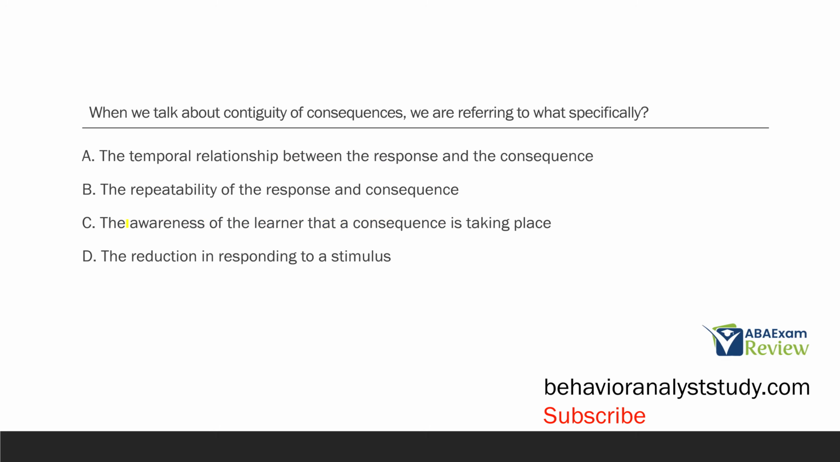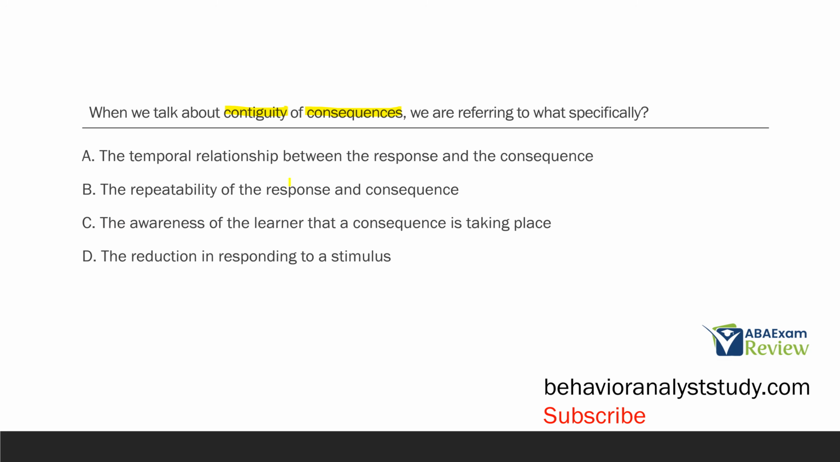When we talk about contiguity of consequences, what are we referring to? We were referring to what specifically? So contiguity of consequences. What do we mean by contiguity of consequences? A, the temporal relationship between the response and the consequence. What does that mean? Well, that means the space and time, right? Or the location and time.